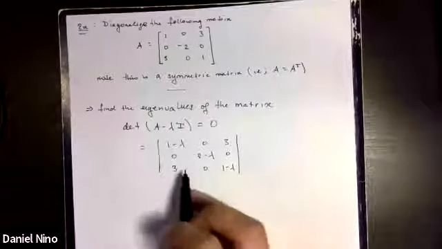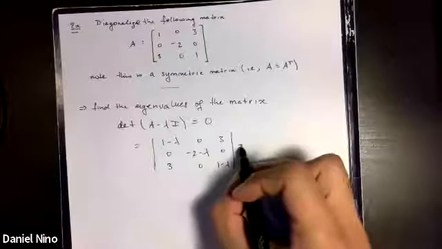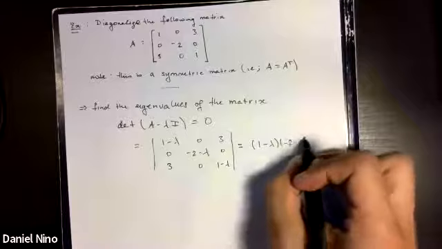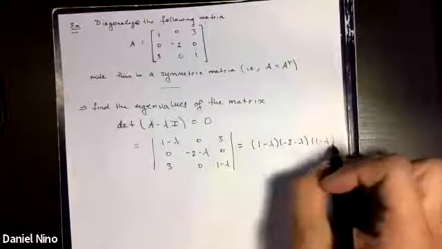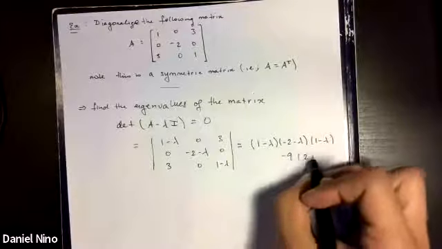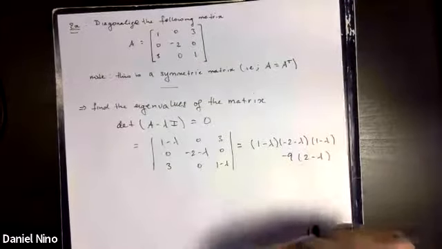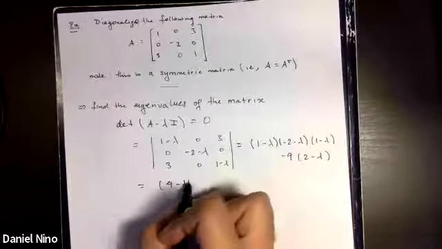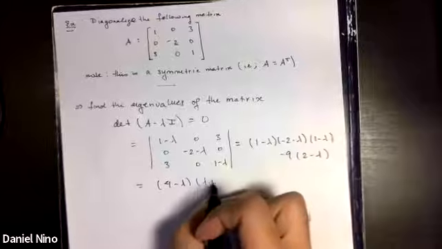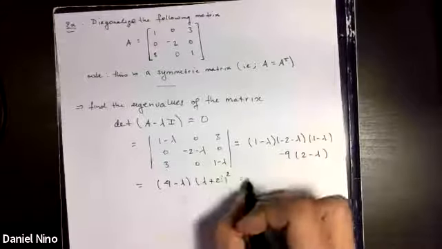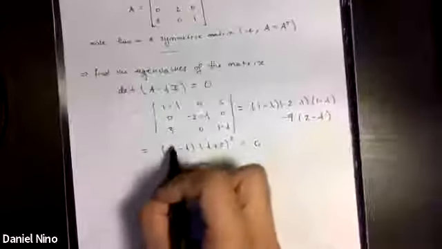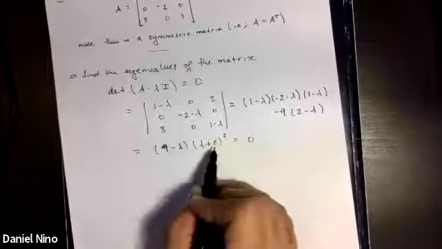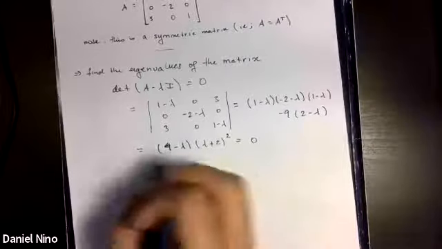I won't go through the details of calculating this determinant. I'll skip a few steps, and you should find something like this. All right, and we can simplify this further in this form. And this has to equal to 0. This is a 4. So from here, we can immediately read off the eigenvalues for this matrix.